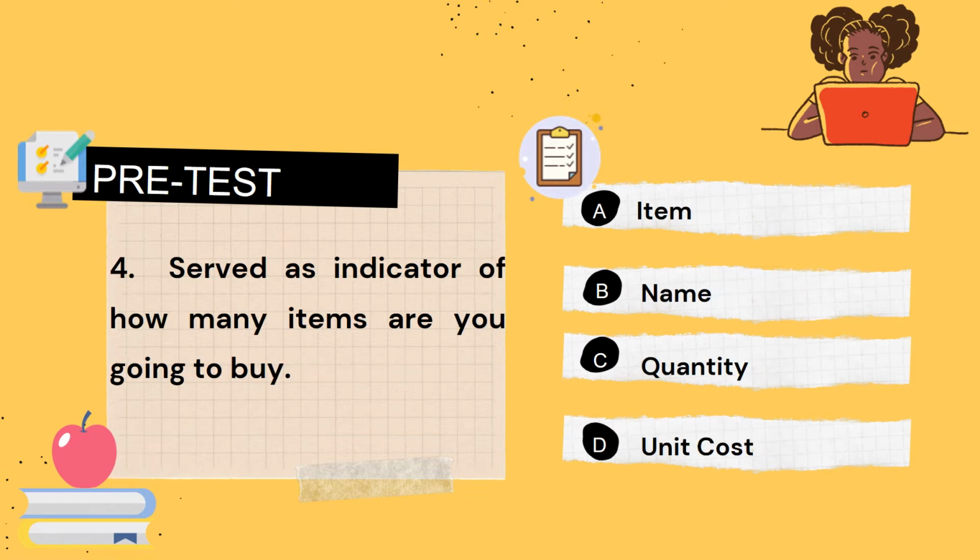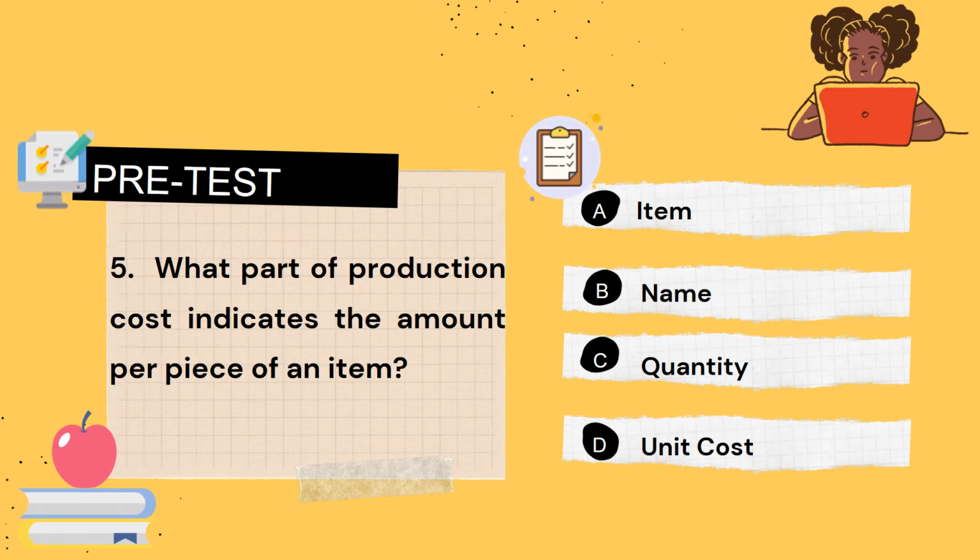Question number 4. Serves as indicator of how many items are you going to buy? A. Item. B. Name. C. Quantity. D. Unit. Question number 5. What part of production cost indicates the amount per piece of an item? A. Item. B. Name. C. Quantity. D. Unit cost.